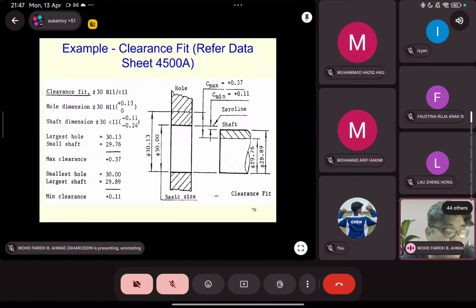Nur Aziza Batrisha. Aziza, where are you? Nur Aziza, are you listening? Ya, doktor. Okay, cepat jawab. What is the tolerance for hole? Berapa? Kira cepat. What is the tolerance for hole? 0.13. Okay, pandai. Thank you.